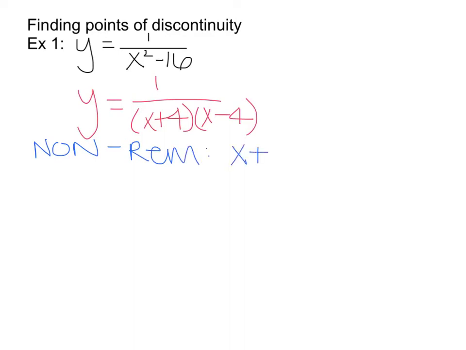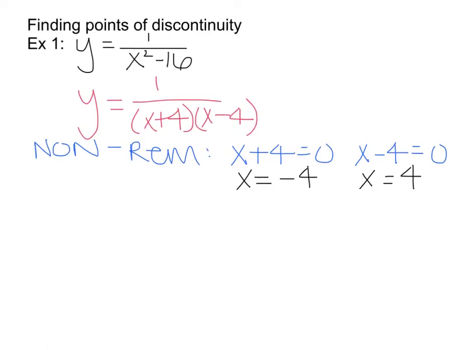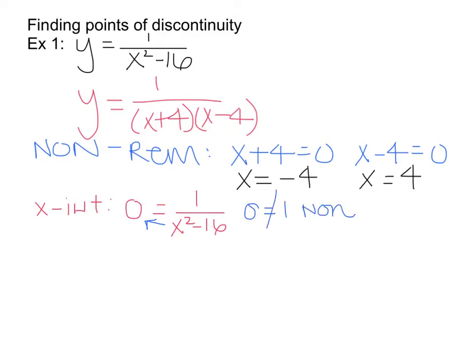Set x plus 4 equal to 0. Set x minus 4 equal to 0. So that gives me a non-removable point of discontinuity at x equals negative 4, and a non-removable point of discontinuity at positive 4. Now let's find the x-intercept. To find the x-intercept, you plug in 0 for y. To solve, you would multiply up by that, which is going to give you 0 equals 1, which cannot be true, so there's no x-intercept.